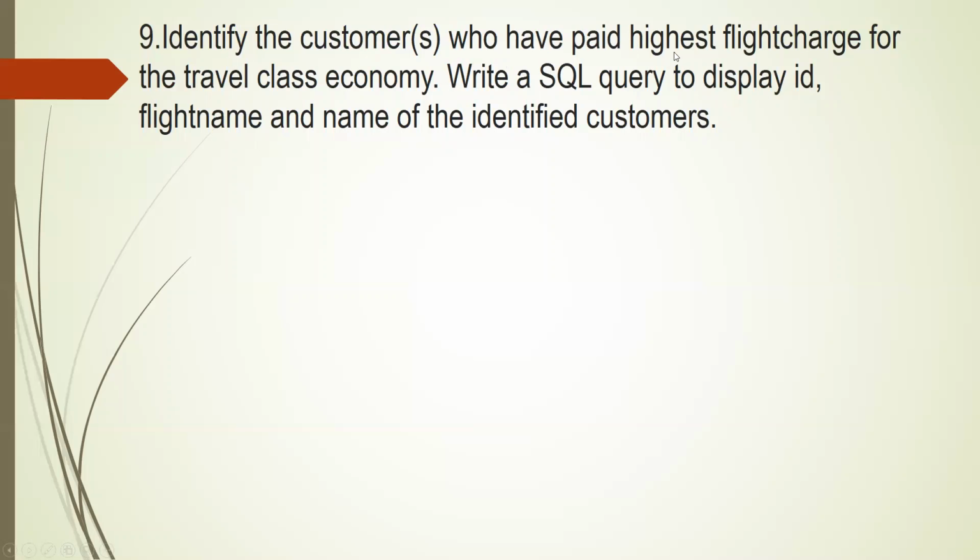So it is simple. Whenever I say highest, maximum, count, and everything, you have to go for aggregate functions. When you're going for an aggregate function, each customer is not asked, right? So you can just get the max of the flight charge. So you just split this statement. For the customer who has paid the highest flight charge for travel class, first you need to get the highest flight charge.